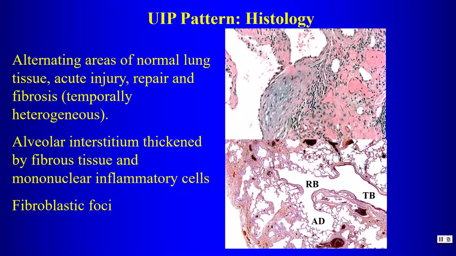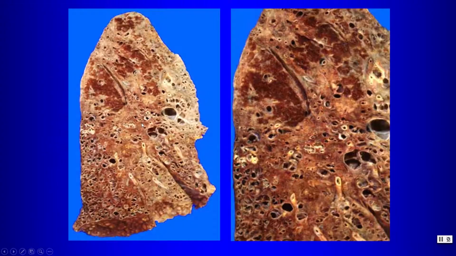So there will be thickening of the alveolar interstitium with fibrous tissue and inflammatory cells, and the fibroblastic focus is what the pathologist will look for, but they will also look for this temporally heterogeneous pattern, which is why it's important to obtain lung biopsy from multiple areas in the lung for the pathologist to see if there are different stages of lung injury in the different areas.